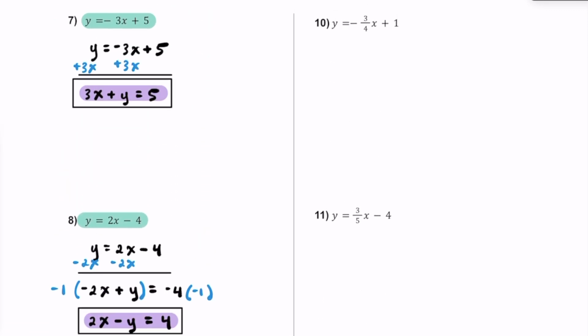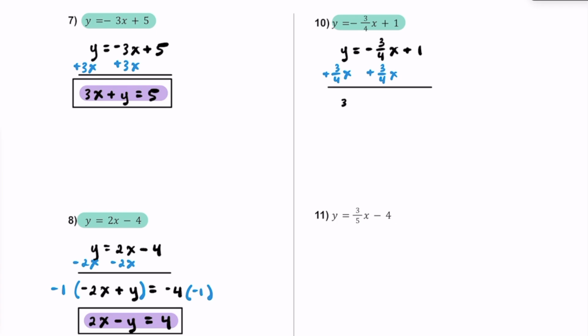All right, at number 10, we have this y is equal to -3/4 x plus 1. Let's go ahead and start by just copying down the equation. So y equals -3/4 x. We have a negative slope here, and we have a positive y-intercept. To turn this into standard form, let's go ahead and move our x term to the other side. Let's go ahead and add 3/4 x to the right side. Let's go ahead and add 3/4 x to the left side.